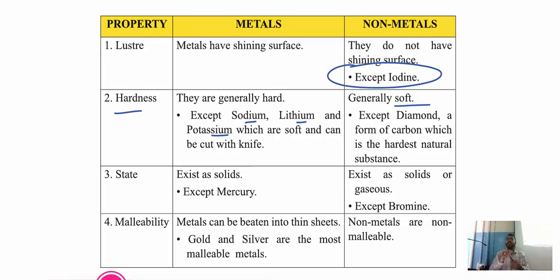But some metals are there. Actually, by birth, they are metals, but they behave like non-metals. They look like non-metals. Those are sodium, lithium, and potassium because they are soft in nature. Even you can cut with a knife. Those metals are such type of metals.